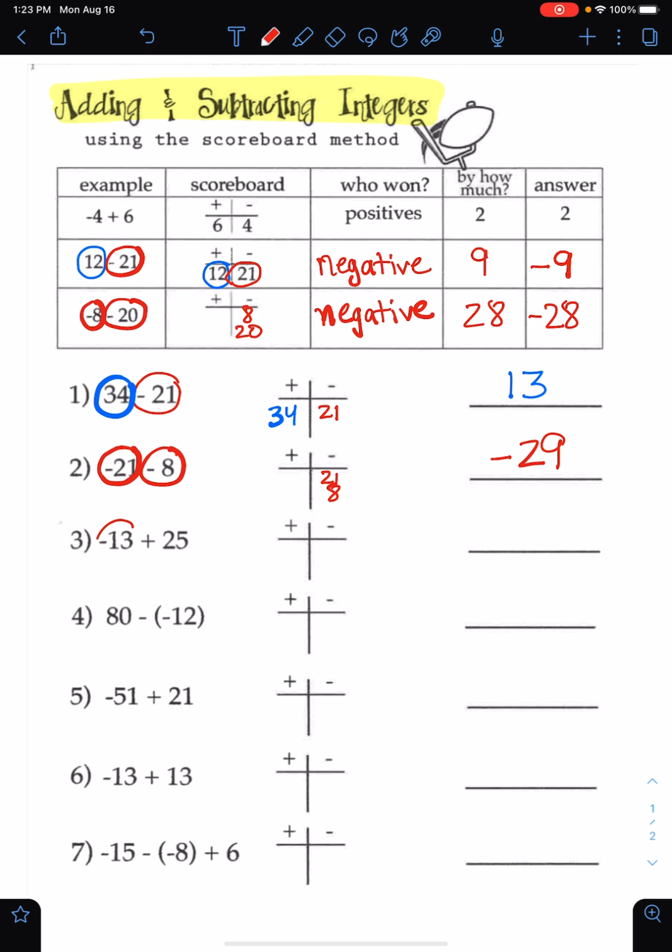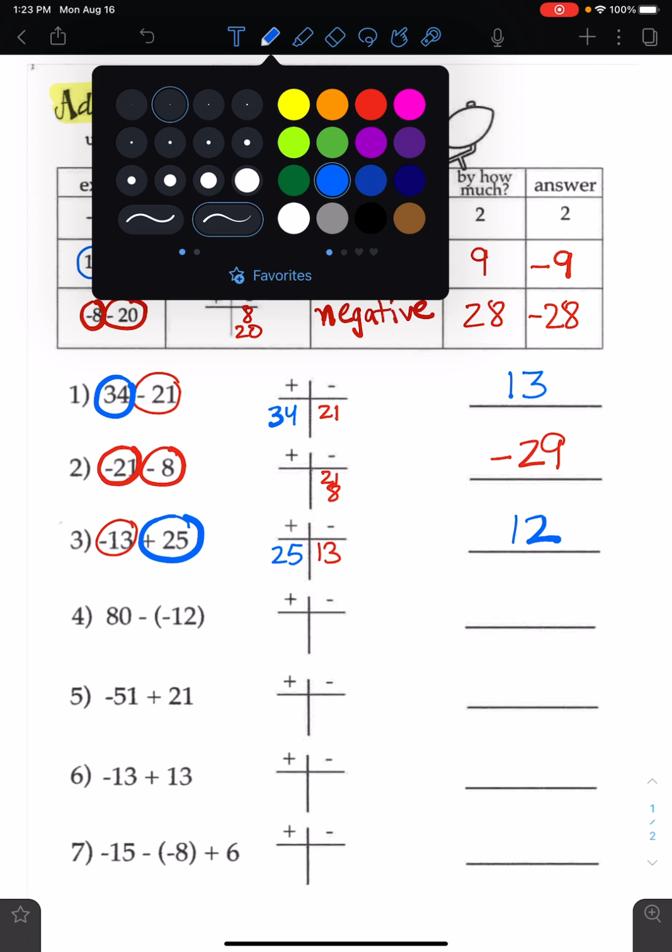In the next problem, I have 13 negatives and I have 25 positives. I'm keeping the positives and negatives different colors, doing red for negative and blue for positive, just to keep it organized. So we have 25 points for the positive team and 13 points for the negative team. We have 12 more positive points than negative points.